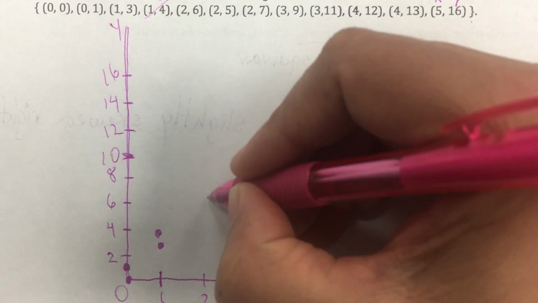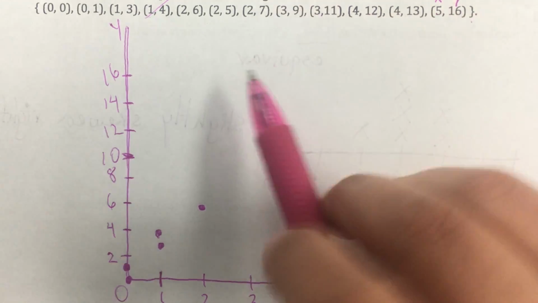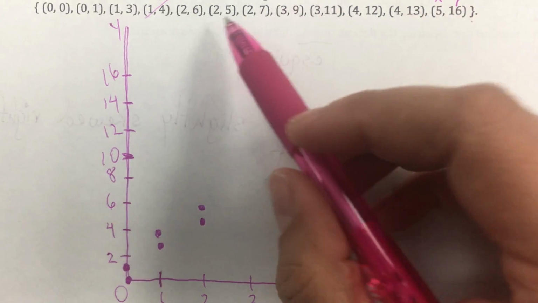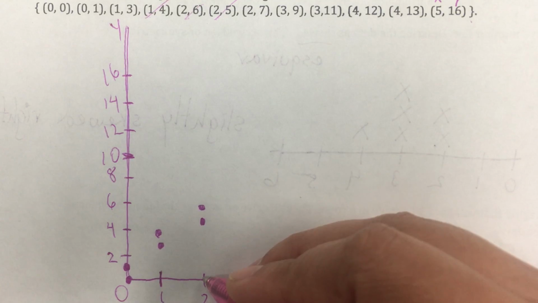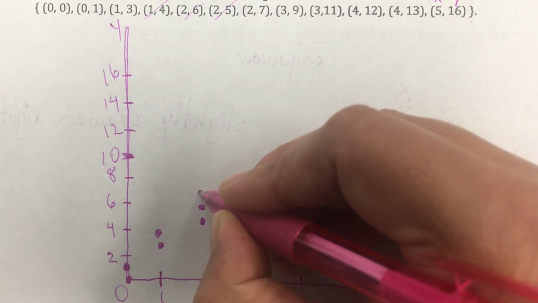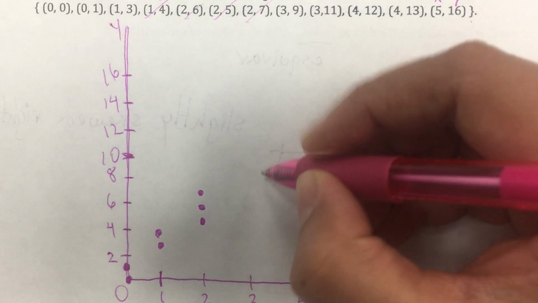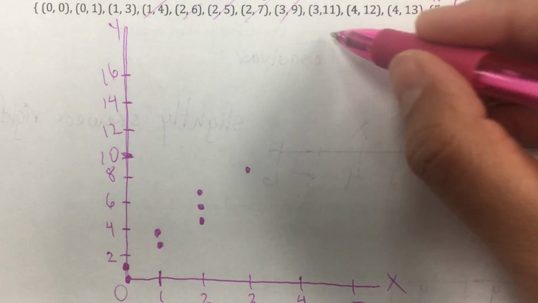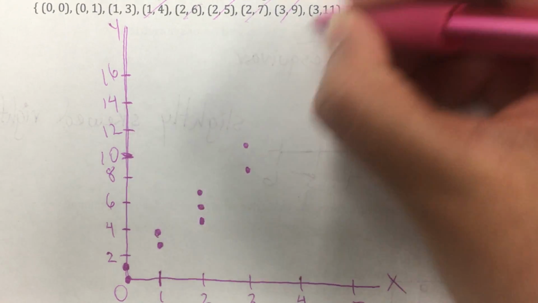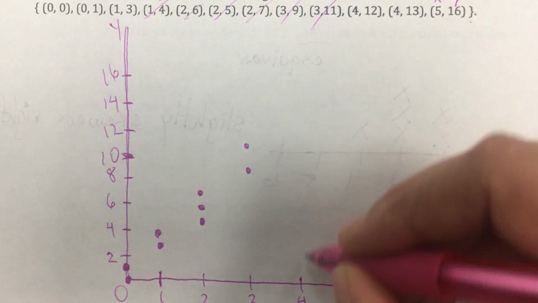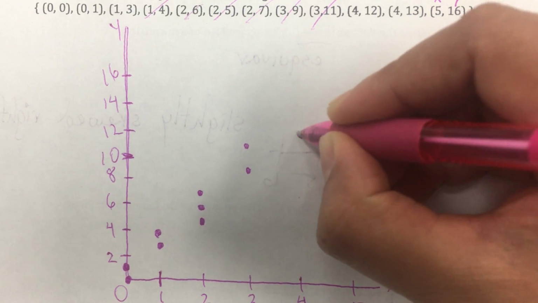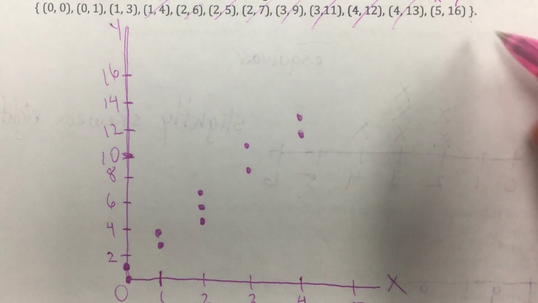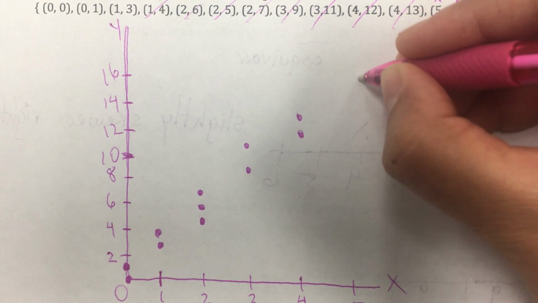2, 6 is right about there. 2, 5 is in the middle of 4 and 6. 2, 7 is in the middle of 6 and 8. 3, 9 is about right there. 3, 11. 4, 12. 4, 13, somewhere about there. And 5, 16, which is right there.